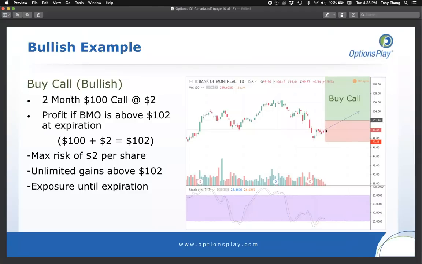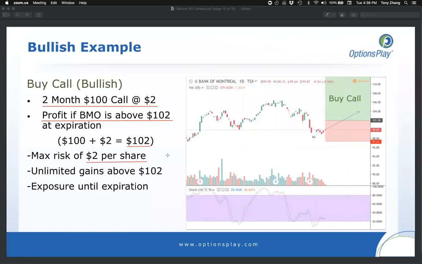However, when I buy BMO stock at $100, I'm risking $100 a share. Because this call option only cost me $2, I'm only risking $2. So even though the stock needs to move more in order for me to be profitable, if I'm wrong on this trade, the most I lose is $2. So when I buy a 2-month call at $2, this strategy is only profitable if BMO is above 102 at expiration. And the reason I arrive at 102 is the $100 strike price plus the $2 I pay gives me the 102 break even. And the max risk that I have here is only $2 a share. So instead of risking $100 a share, I'm only risking $2 a share.